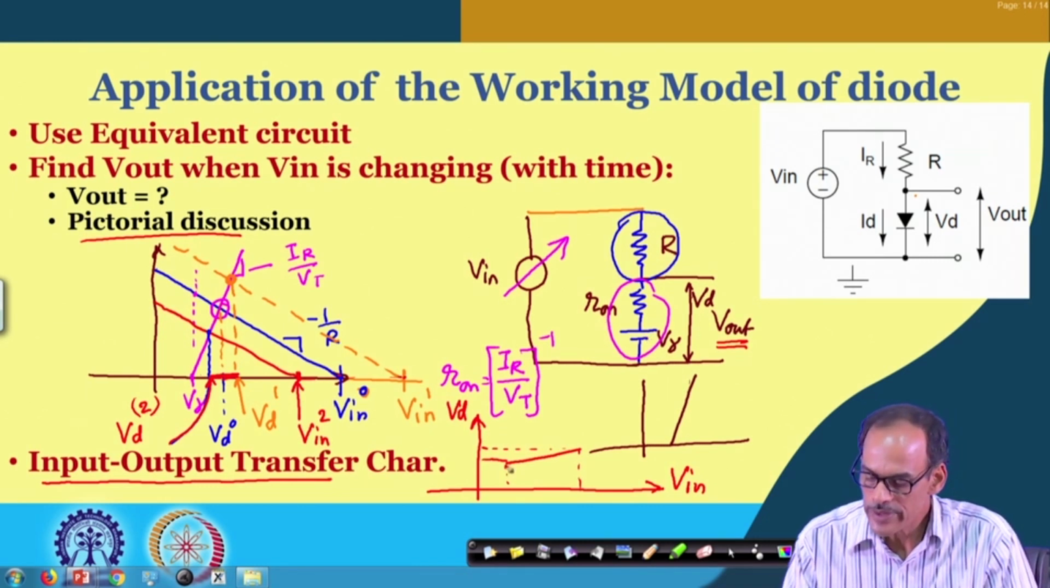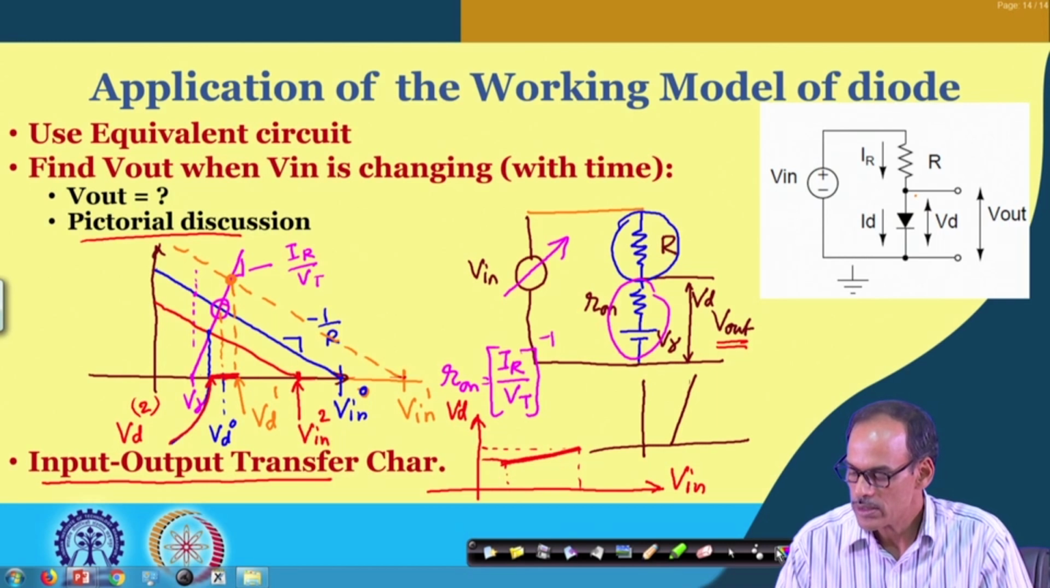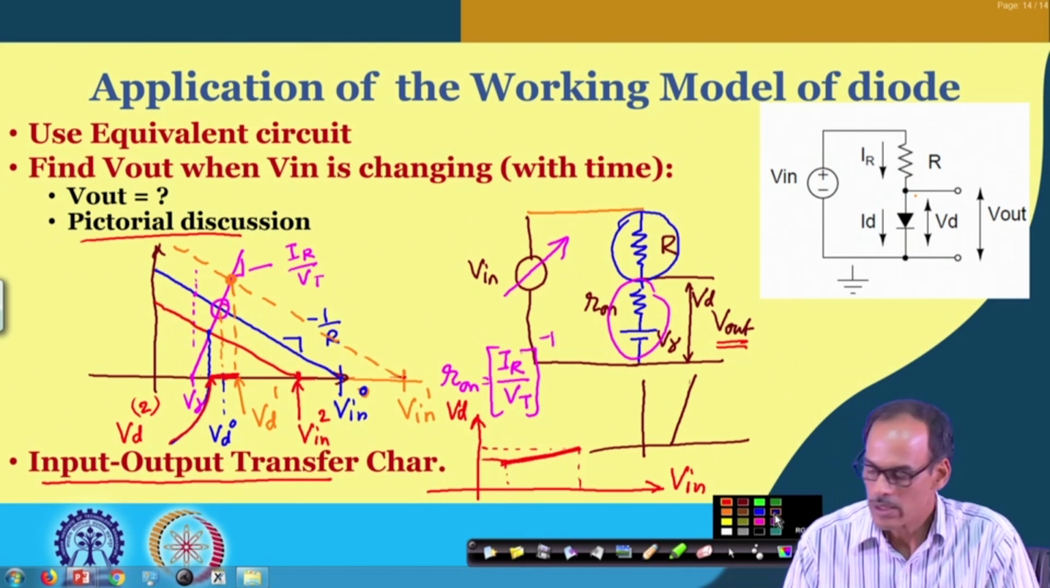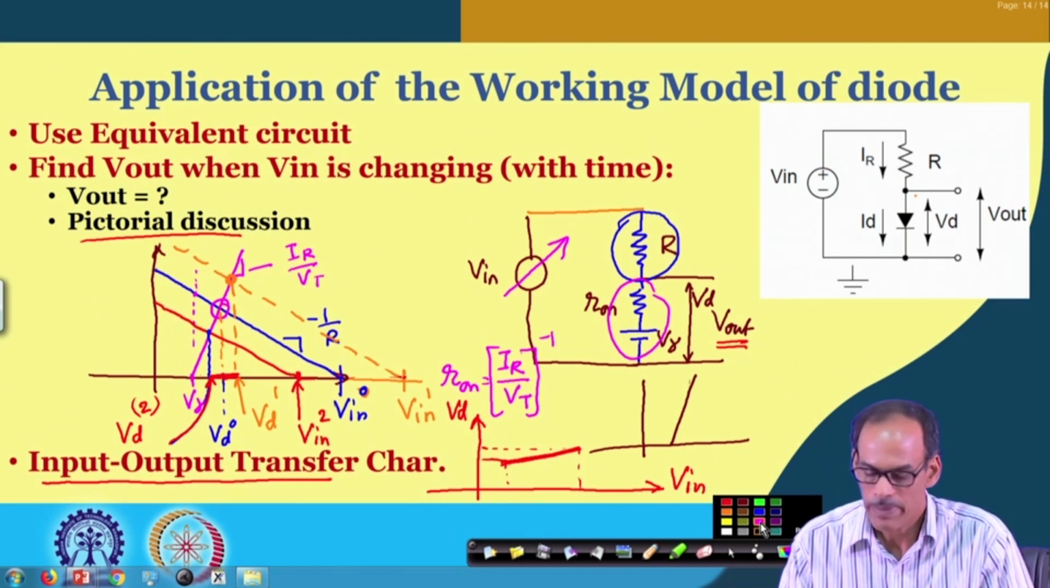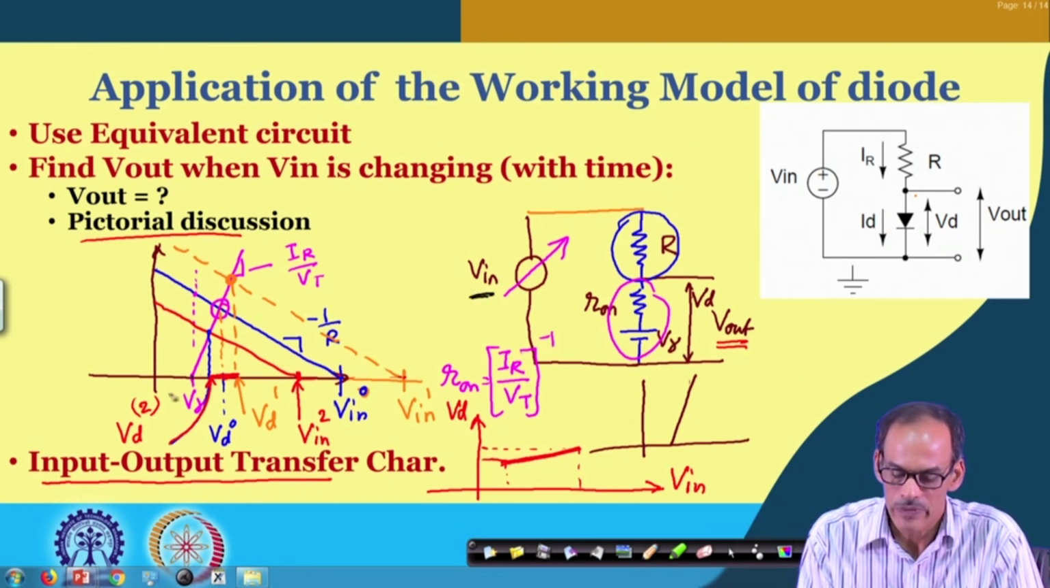And so, you can say that the input to output transfer characteristic is like this, but this transfer characteristic is valid as long as the diode is in the on region. So, if the input voltage is less than V gamma, on the other hand, then the load line, or you can say the pull up characteristic, will be like this, and then it cuts the diode characteristic at this point.